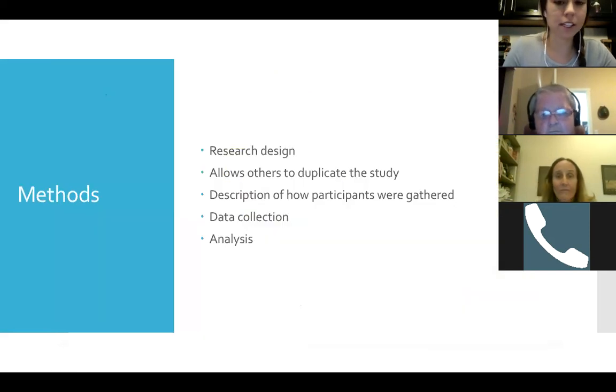So the next section is methods, and this is the design. This is considered the recipe for how research is done. It allows others to duplicate the study.